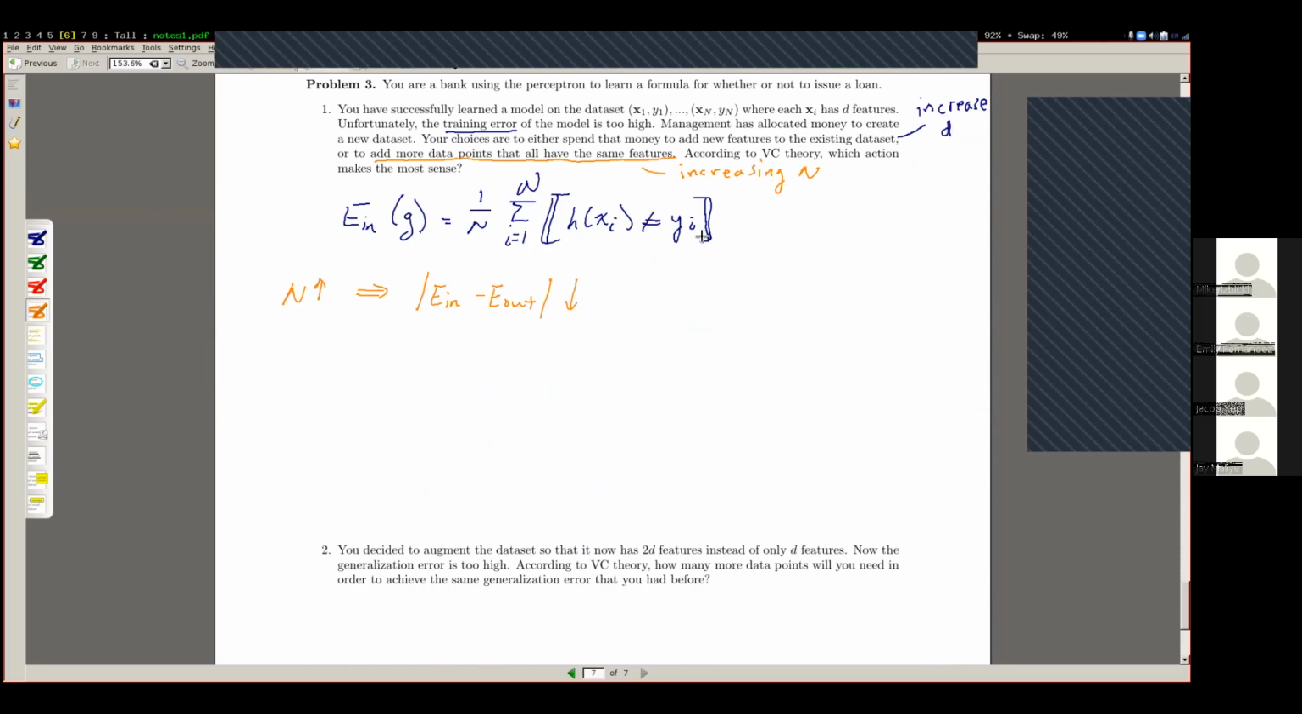Our other option is to increase D. If we increase D, that's going to increase the VC dimension, because we said that the VC dimension of a perceptron hypothesis class is equal to D, or theta D, so basically equal. So the VC dimension will go up. And if we increase the VC dimension, then our generalization error, E in minus E out, will also go up. Whoops, that should be outside that parentheses there.